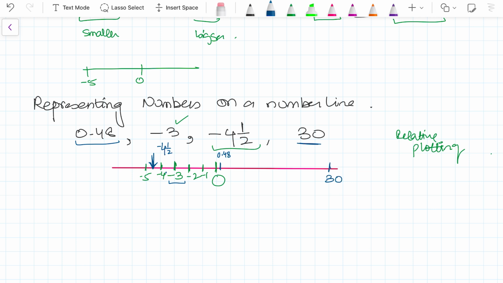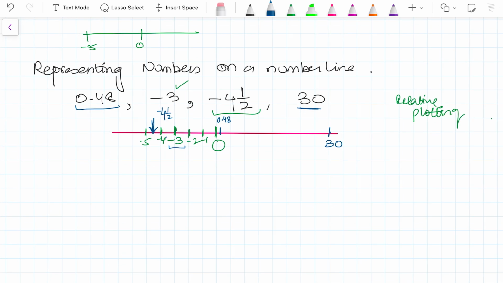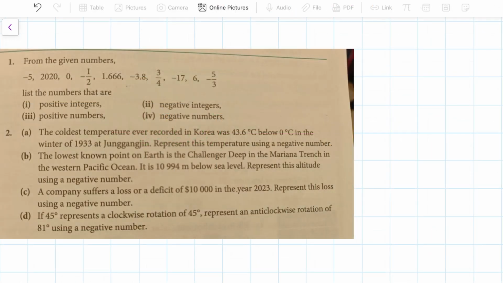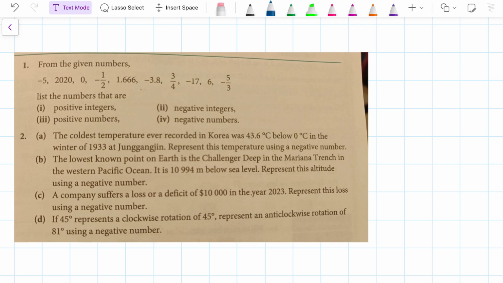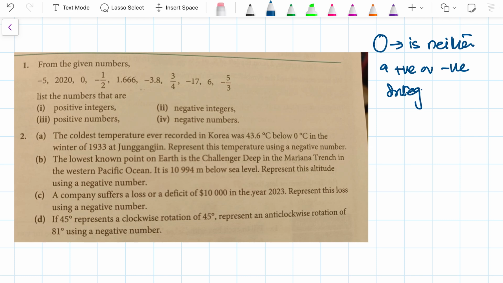Now this is approximate plotting. I'm not even doing it 1, 2, 3, 4, 5, 6, 7, 8, 9, 10 like this, because the number 30 is too huge. I'll have to go too much on the right hand side. Okay. Now, we've done this before, but I'll just quickly go over this concept. Alright, so a very good question is if 0 is a positive integer or negative integer. 0 is neither a positive nor negative integer. Learn this. This is important.